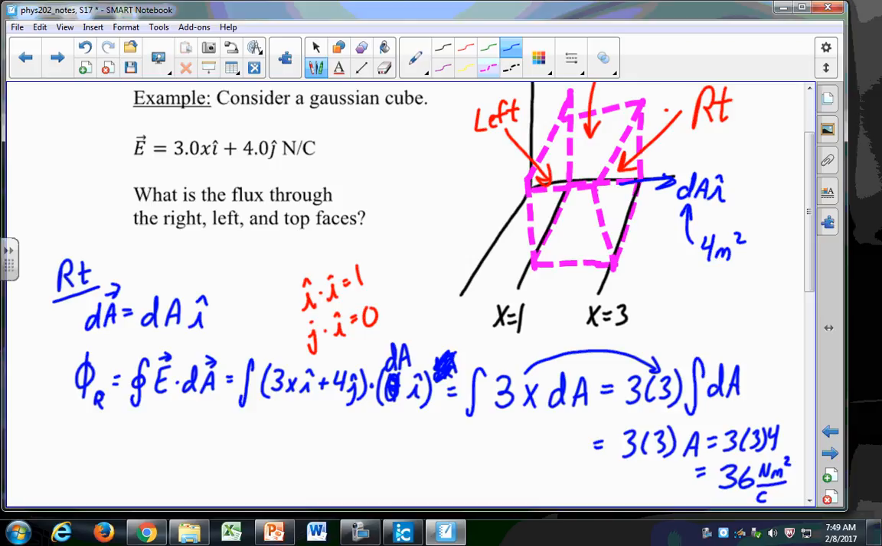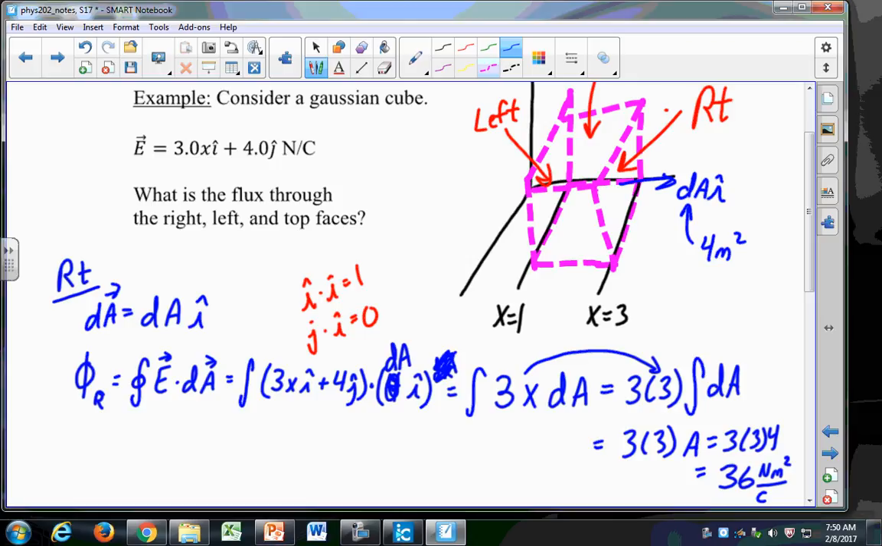This is the unit for flux, by the way. I remember flux is E times area. Newtons per coulomb is our electric field, and area is meters squared. All right, so we just need a reminder of what flux is, and to be able to calculate it for these different faces.